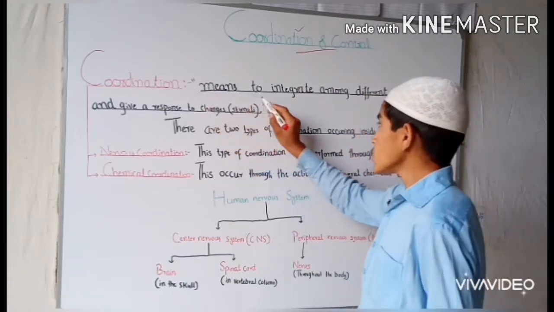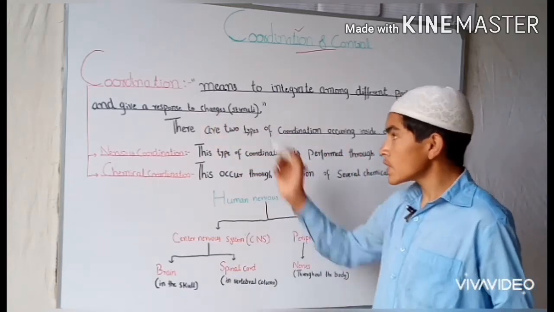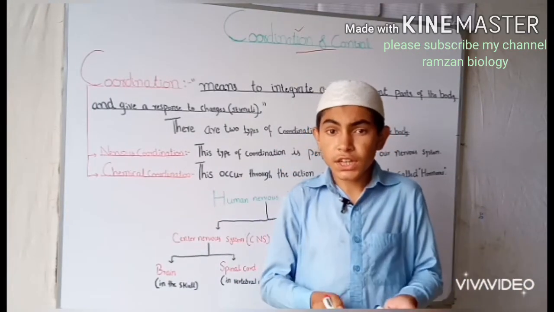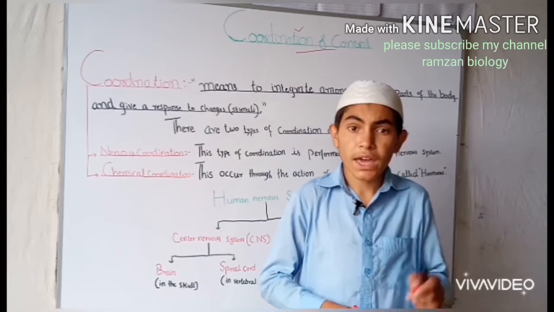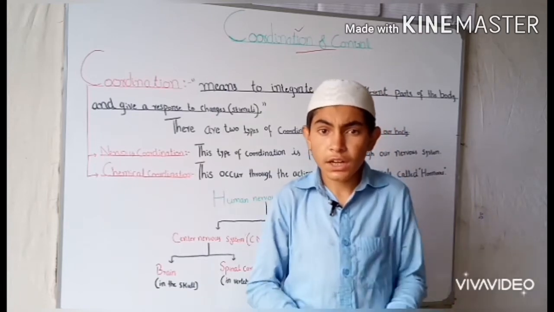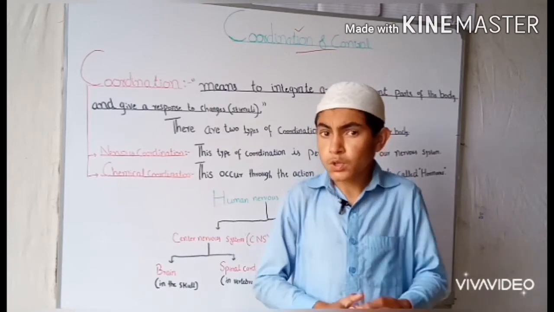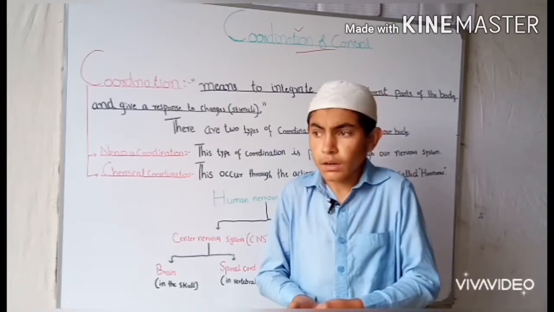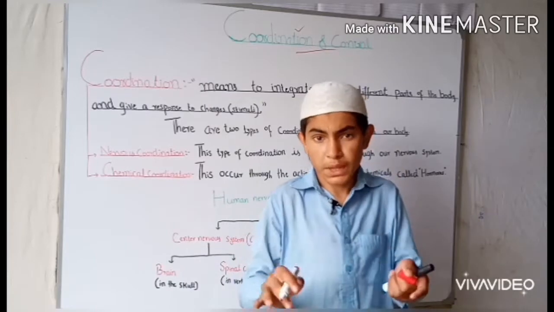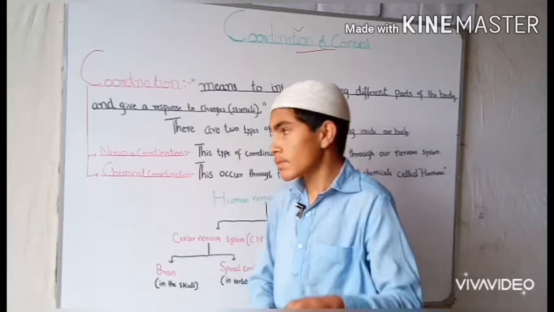Coordination means to integrate among different parts of the body and give a response to changes. What are changes? Stimuli. So coordination is the ability of a body to integrate among different parts of the body and give a response to changes occurring in its external and also its internal environment. Like if someone touches you, your brain will tell you that someone has touched you, so you have to respond and go from that place. So coordination is the ability of a body to give a response.